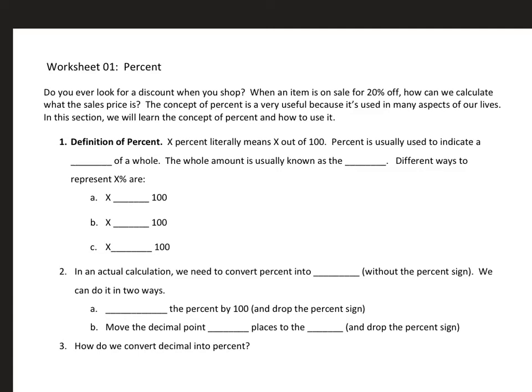All right, welcome to our first lesson. We're going to talk about percent. Percent is a very important concept. We'll be using it a lot, so pretty much every chapter there's some sort of percent question. It's very useful to know.